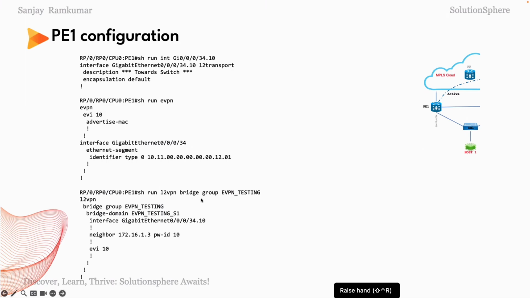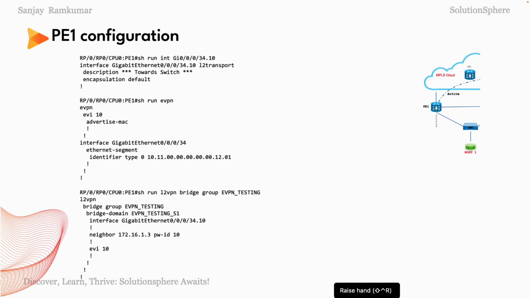Then comes the L2VPN configuration where we are using a bridge domain. Through the bridge domain, we are forming the neighborship. In this, we have to call the attachment circuit, then the EVI. By calling these two, we are stitching the EVPN with the attachment circuit. Then we are calling the pseudowire towards P3. It is a normal pseudowire, right? The neighbor and pseudowire ID, as simple as it is, right? Yes.